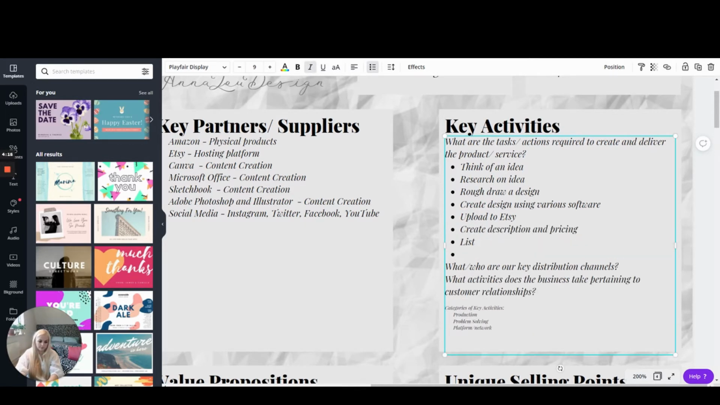pricing. I suppose the key distribution channels, again, that's kind of partners and suppliers for my business model, are Etsy and social media for now.